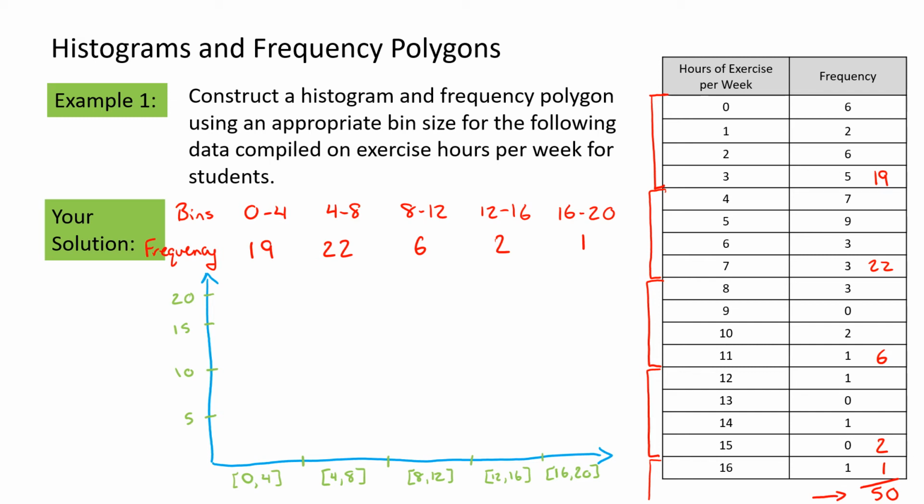So for 0 to 4, we have 19, so it's going to sit just under 20. For our second bin, we have 22, so we're going to go a little higher. And then we have a drop off. We have 6 for our next bin, 2 after that, and 1 after that. So you can see when we broke it up into 5 bins, we were actually able to see that most individuals in this particular sample exercise between 0 and 8 hours a day.